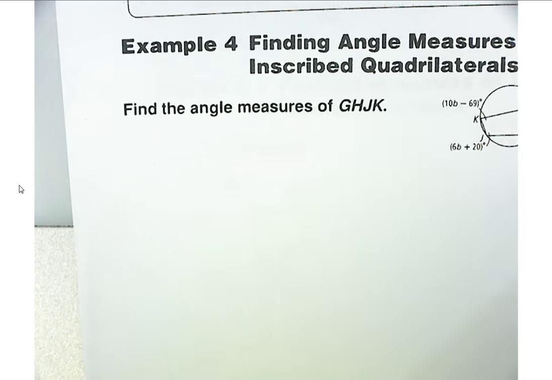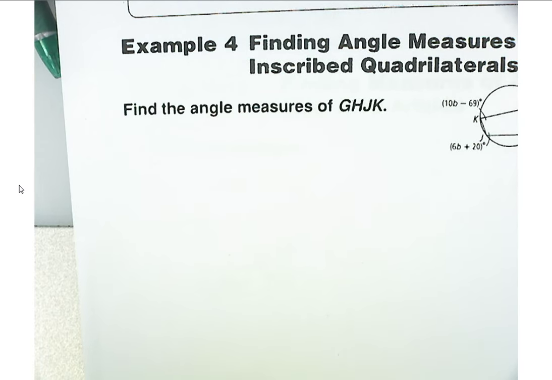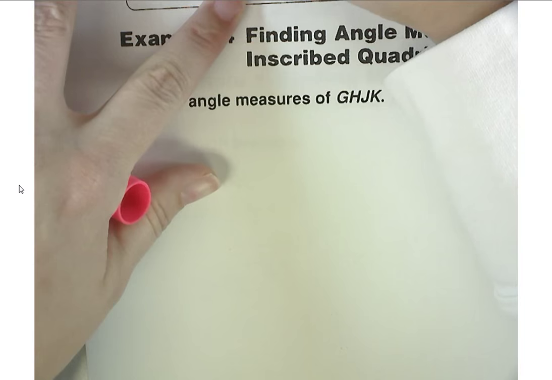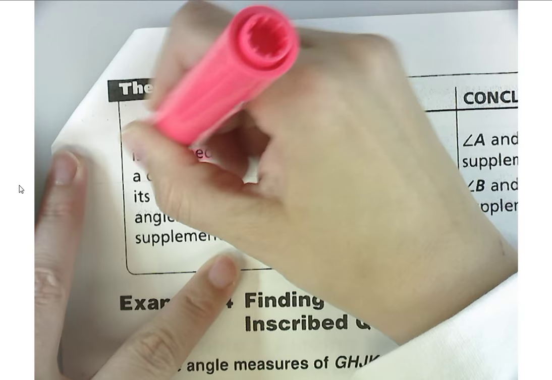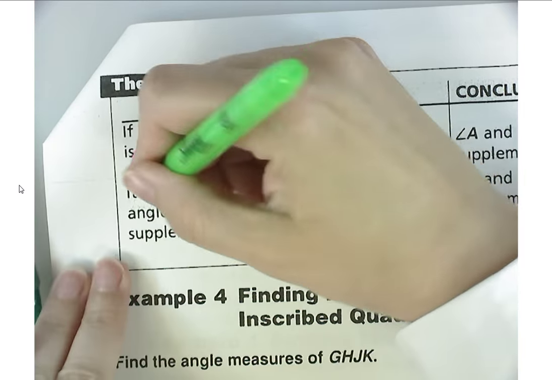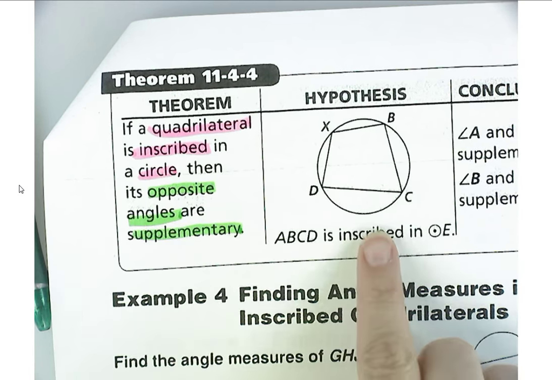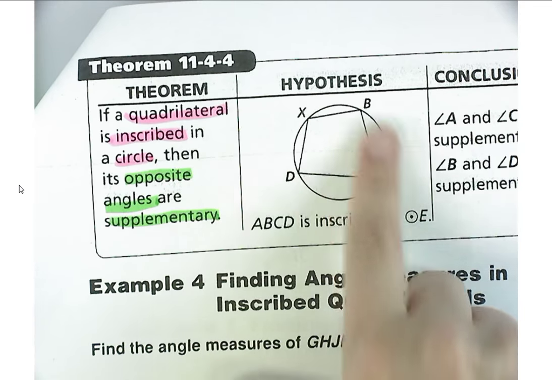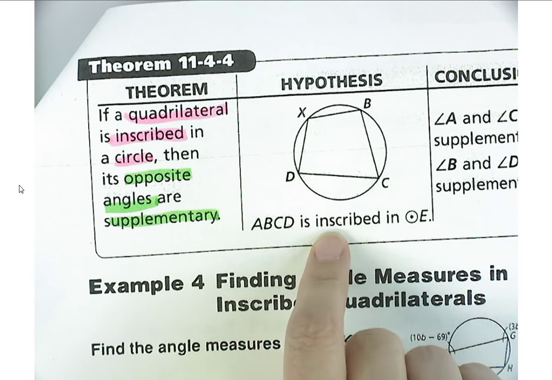Okay, so our next theorem, 11-4-4, tells us if a quadrilateral is inscribed in a circle, then opposite angles are supplementary. So what you'd have to be given is that this is inscribed. Remember, if it's inscribed, that means it's inside the circle.